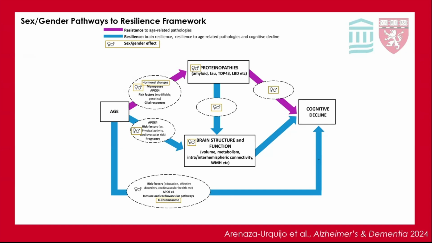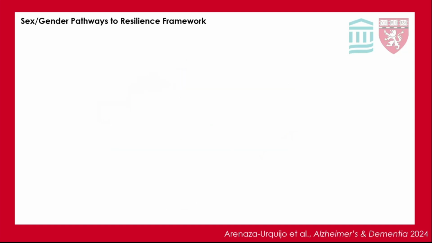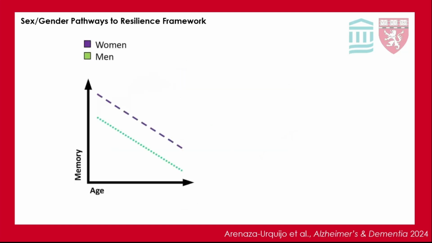And throughout all of these pathways, there have been published, and in some cases quite widely published and well-known, interactions and intersections with sex and gender. There are a few hypothetical models for how sex and gender might play a role in the association between age and, in this case, memory outcome.